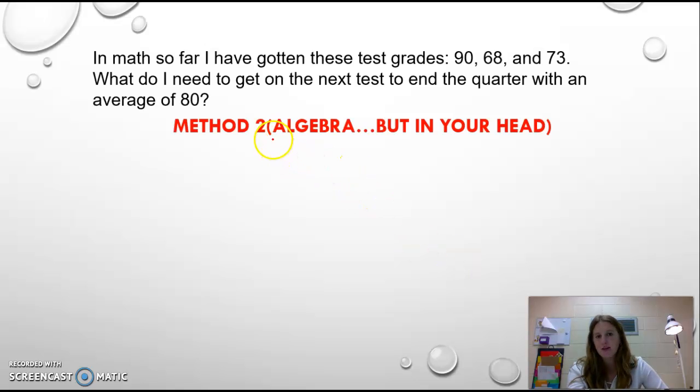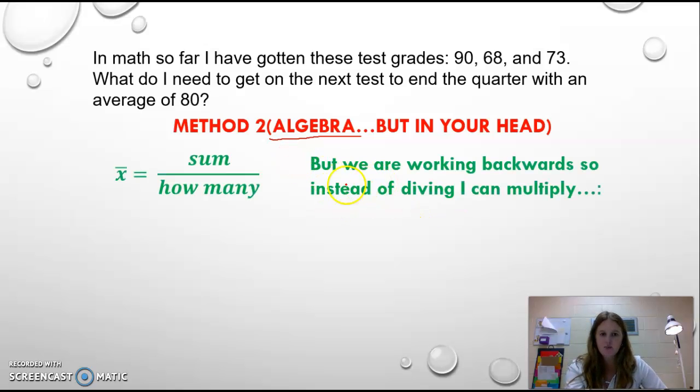All right, moving on. Another method is essentially just algebra, but I'm combining some steps in my head. And so what that means is this is all about working backwards, right? Normally to take an average, you would add them up and divide. But backwards kind of hints at opposite, right? We're doing the opposite operation when we solve for algebra. So instead of dividing, I'm going to multiply.